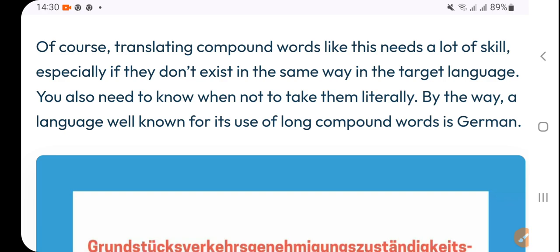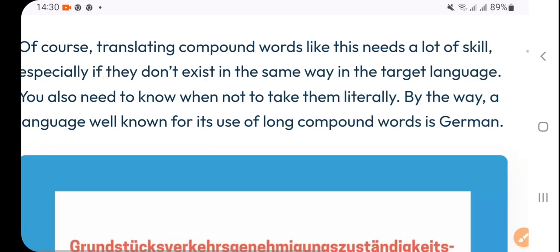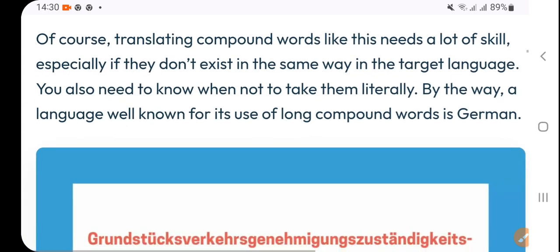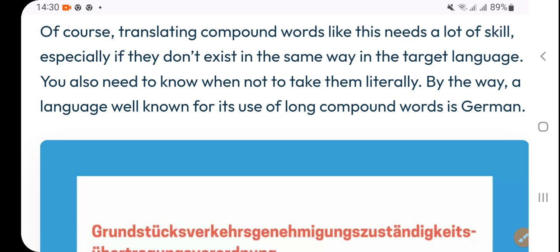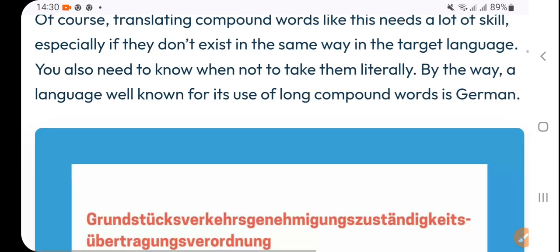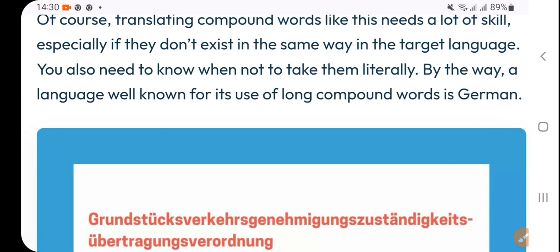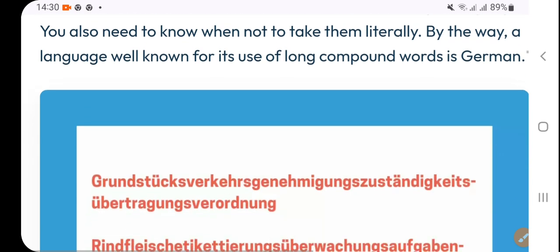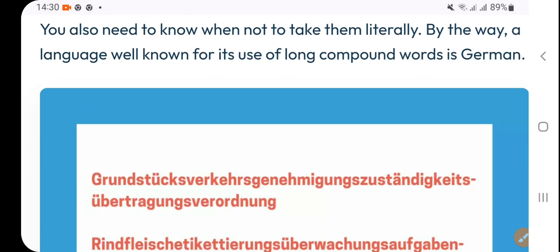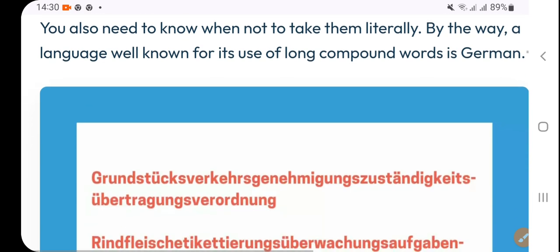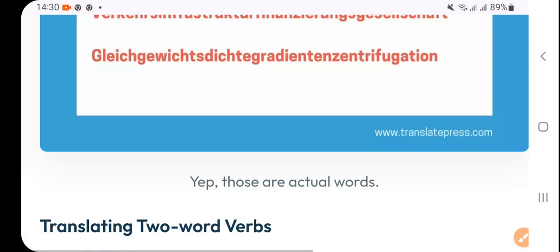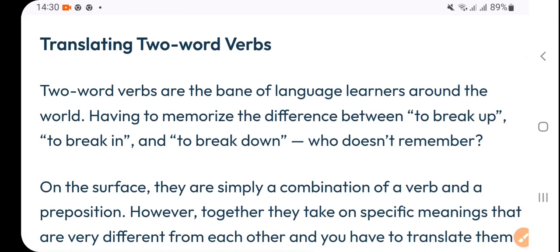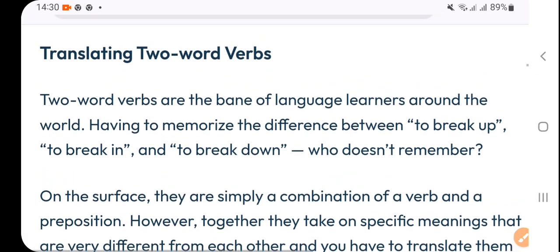Of course, translating compound words like this needs a lot of skill, especially if they don't exist in the same way in the target language. You also need to know when not to take them literally. By the way, a language well known for its use of long compound words is German, right? So that is there. Now translating two word verbs. So what are two word verbs?